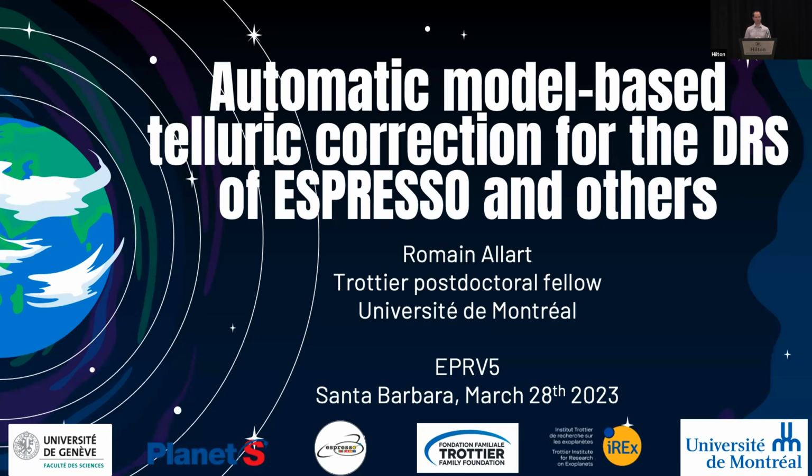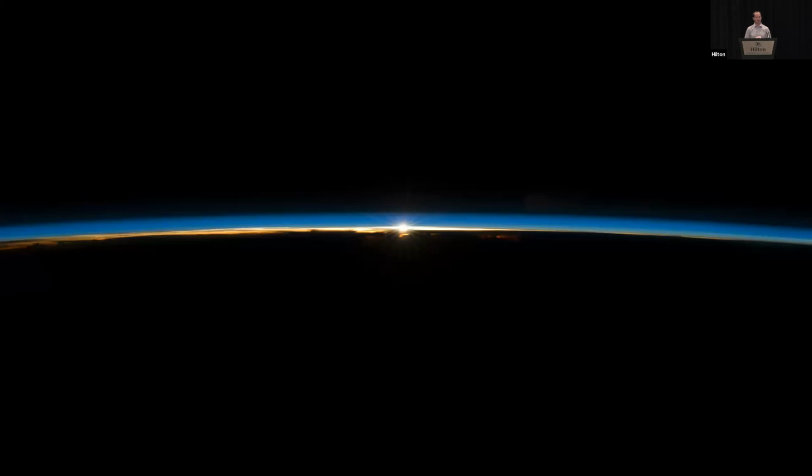So for those of you who don't know me, I'm not doing radial velocities. I'm doing exoplanet atmospheres. And today I will speak to you about the atmospheres of the most unique planet, the Earth. This thin layer of atmosphere is only what allows us to live on Earth and what protects us from the space environment, but it's also what disturbs all our ground-based observations.